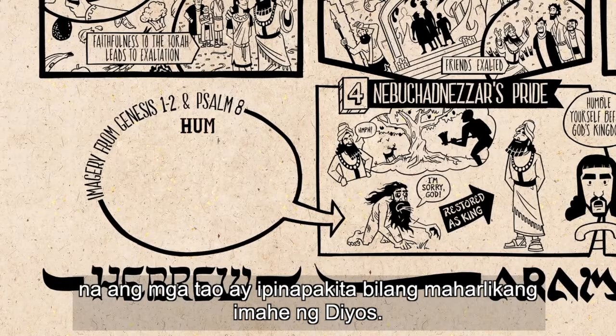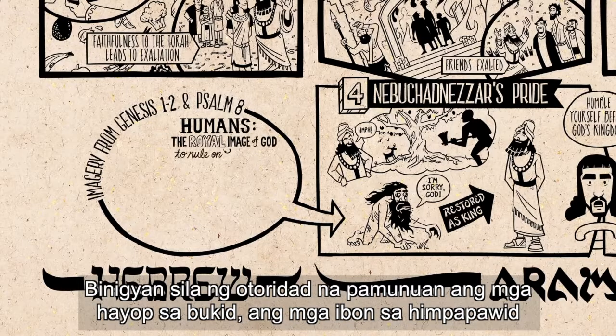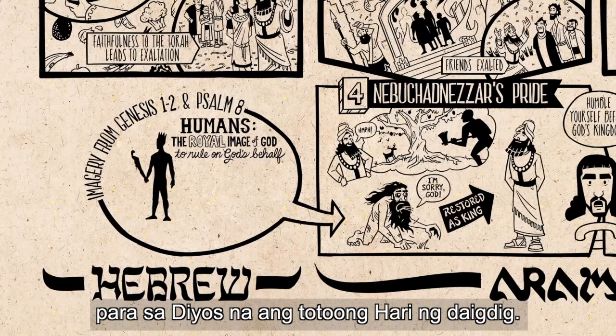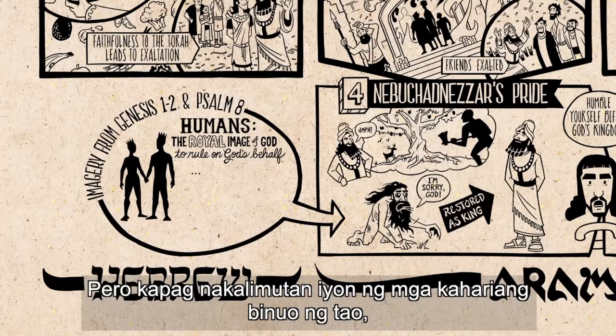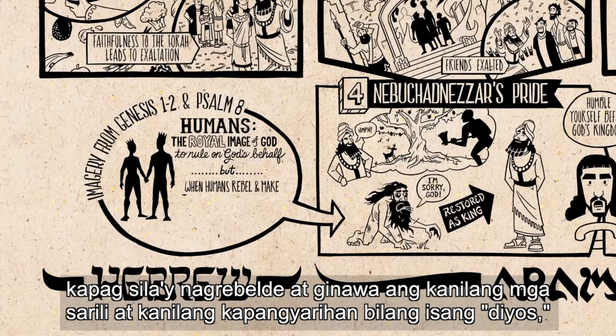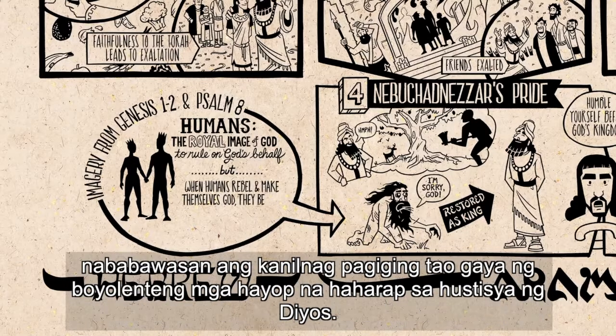where humans are depicted as the royal image of God. He's given them authority to rule over the beasts of the field and the birds of the air on behalf of God, who is the world's true king. But when human kingdoms forget that, when they rebel and make themselves and their power into a god, they become less than human, like violent beasts who will face God's justice.